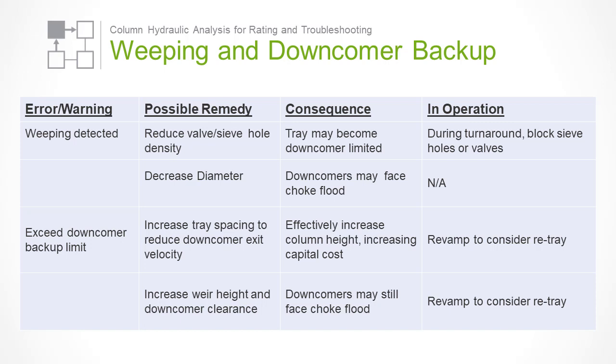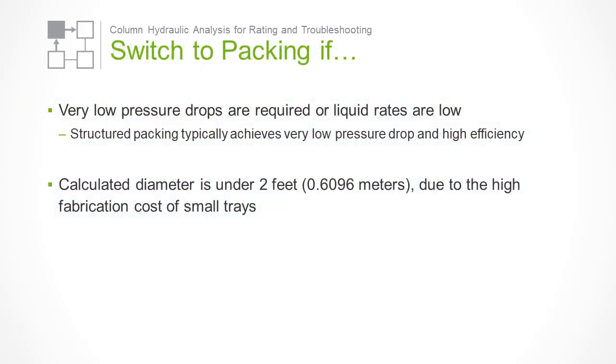When the downcomer exit velocity exceeds the maximum downcomer backup limit, one possible remedy in the design phase is to increase tray spacing, which may reduce downcomer exit velocity, but this increases the overall column height. Another possible remedy is to increase the weir height and downcomer clearance while potentially facing downcomer face choke flood. If the column is in operation, retray considerations might happen during a revamp. Switching to a packed column is also another option to column designers if very low pressure drops are required or liquid rates are low.